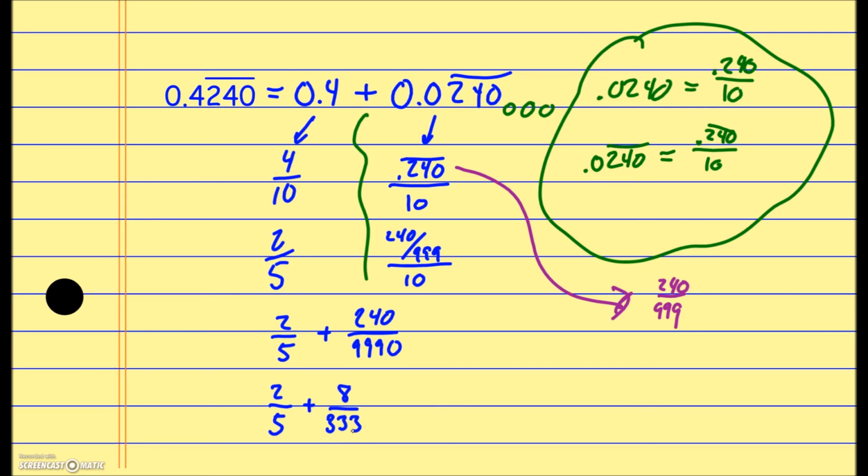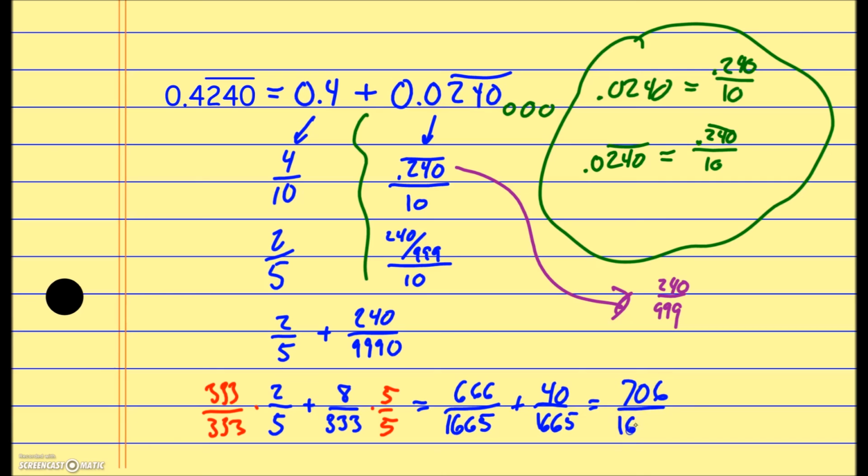Okay, and now from here I just have to get common denominators. So what I'm going to have to do is multiply the first one by 333 over 333. I'm going to have to multiply the second one by 5 over 5. And so what I'm going to end up with here is 666 over, that's going to be 1,665 plus, this one's going to give me a 40 over 1,665. And I add them up and I get 706 over 1,665.